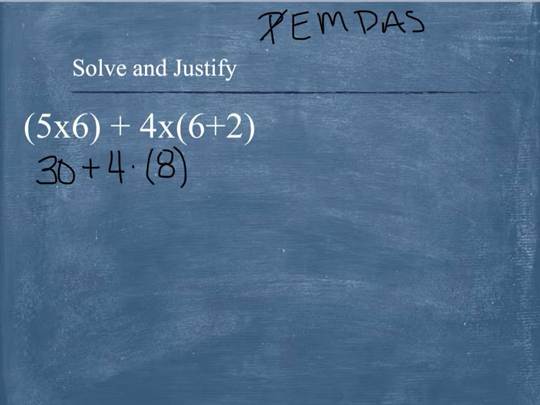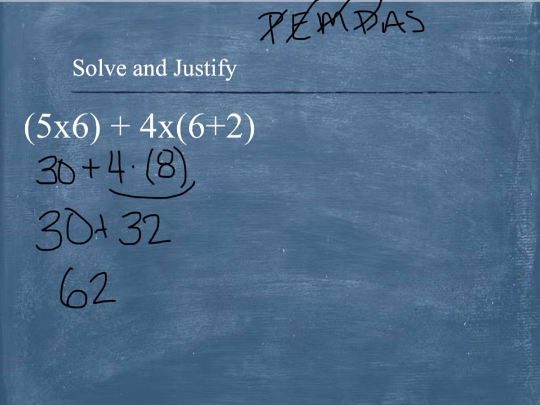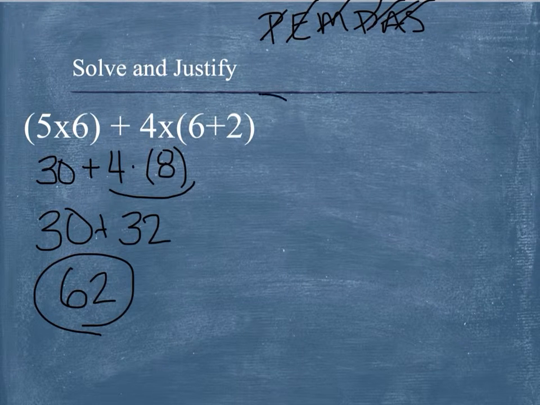Do we have any exponents? We do not. Are we multiplying? We are multiplying or dividing right here. We're multiplying right here. So that would be 30 plus 32. So we've done the multiplication, done the division. Now we have adding, which gives me 62. Done the subtraction. Alright? And that would be my answer. And these steps here is the justification.